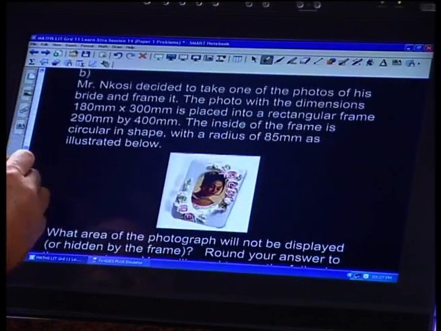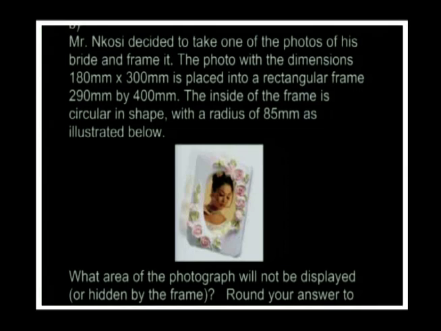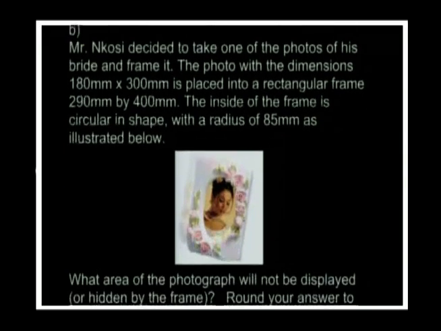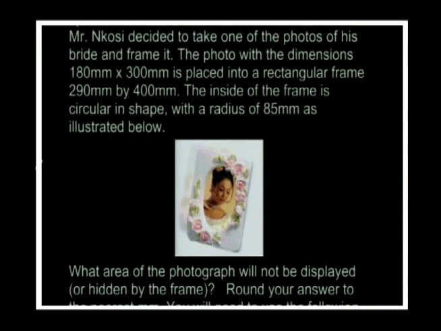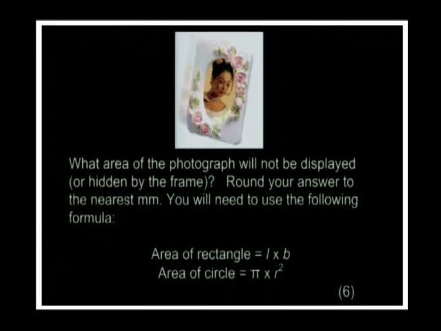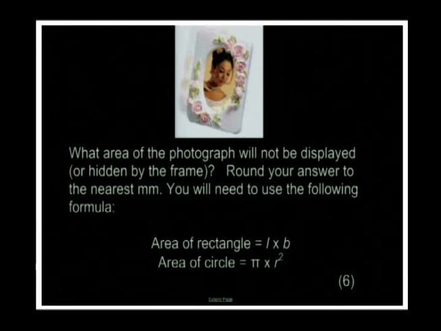Now, Mr. Corsi decided to take one of the photographs of his bride and frame it. Okay. The photo with the dimensions 180 millimeters by 300 millimeters is placed into a rectangular frame, 290 by 400. The inside of the frame is circular in shape with a radius of 85 millimeters, as illustrated below. What area of the photograph will not be displayed or hidden by the frame? Round your answer to the nearest millimeter. You'll need to use the following formula.